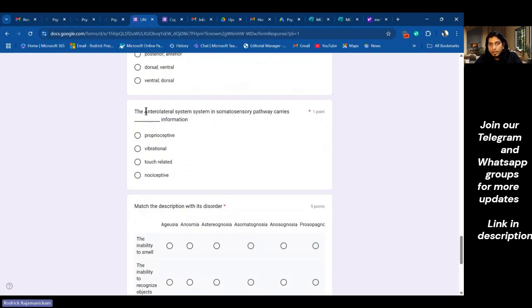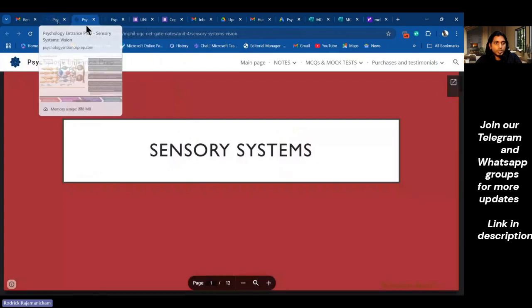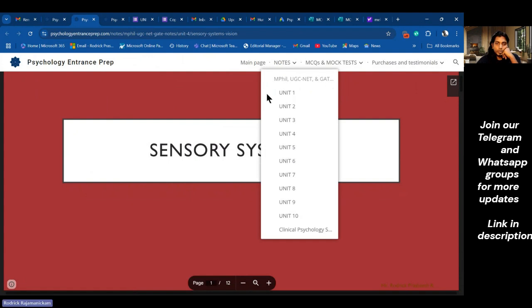So the anterolateral system in somatosensory pathways carries pain-related information, so nociception. And there's a dorsoventral, or dorsolateral, I think. So that also carries other touch-related sensations. So vision, then we'll change it to somatosensory. Just a second.